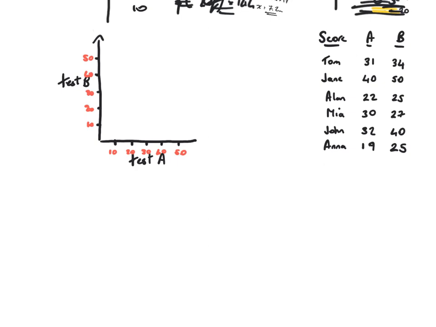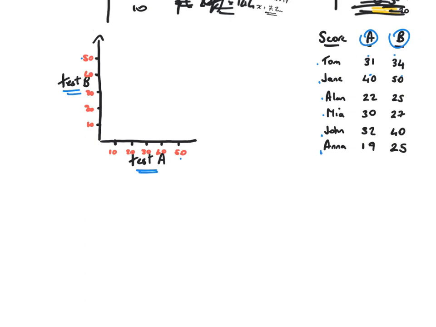Okay, next question. We've got scores in a test, Test A and Test B, and we've got 6 pupils that sit the tests. Test A and then Test B, both tests are out of 50 marks. You can see that Tom got 31 for Test A, 34 for Test B, and then Jane 40 and 50, and so on. The question asks me to draw a scatter graph of these pieces of information.